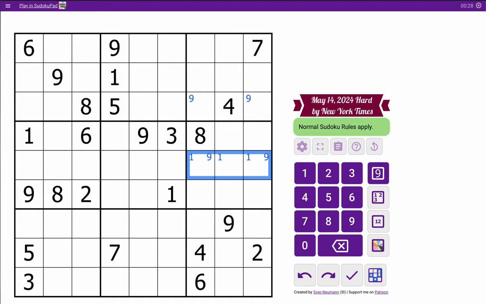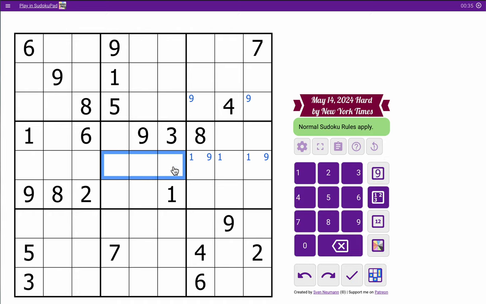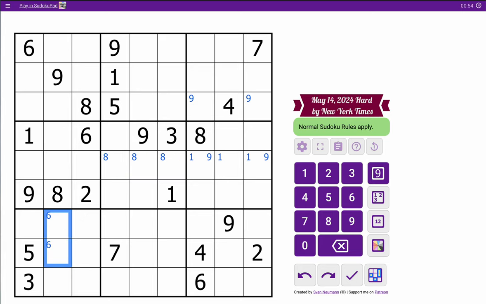One is in one of these three cells. Oh, and 8 is in one of those three. In the bottom three rows, 9, 5, 7, 4, 2, 3, 6. I don't have any repeats. Okay, and well, 6 is in one of these two by vertical scanning. 9 is in one of those two. Not 8.